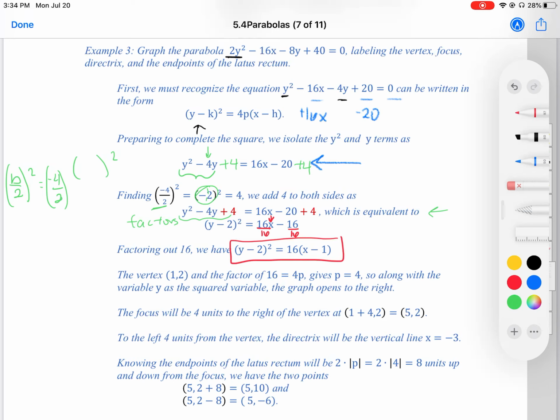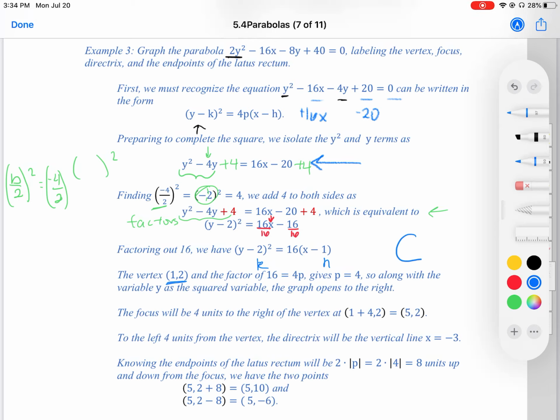All right, now I'm able to pick out if it opens left, right, up, or down. Because my y is squared, I know it's going to open left or right. Because the other number is positive, it opens to the right. Okay, so my vertex is always h comma k. Your h is always with your x. Your k is always with your y. So my vertex is positive 1 and positive 2.